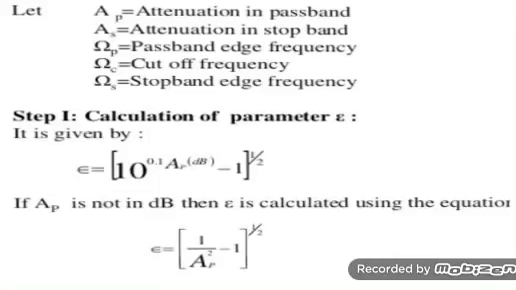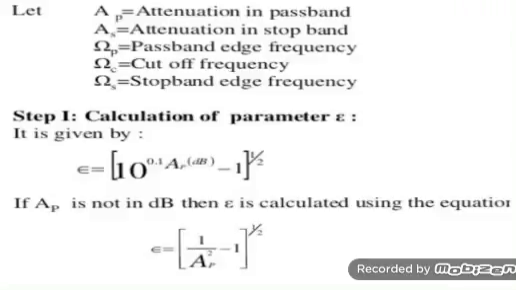Now let us know the design steps of Chebyshev filter approximation. Let us consider type 1 Chebyshev filter. Let AP is the attenuation in the passband, AS is the attenuation in the stop band, ωP is the passband edge frequency, ωC is the cutoff frequency, ωS is the stop band edge frequency. Step 1. Calculation of parameter epsilon.